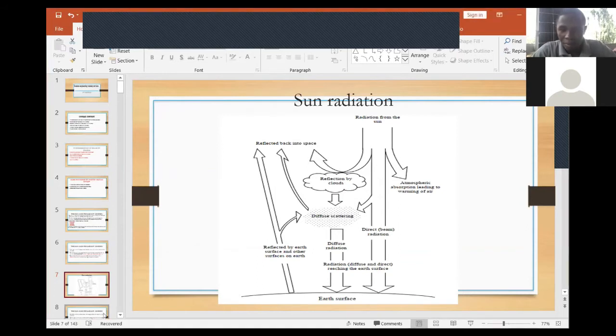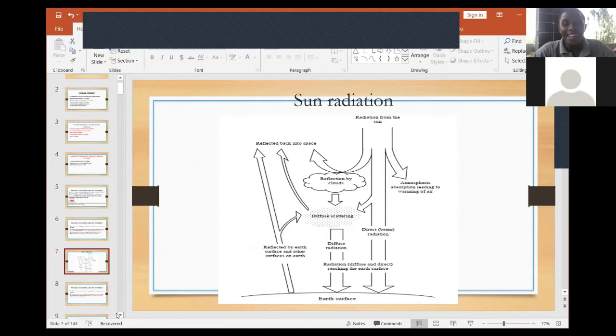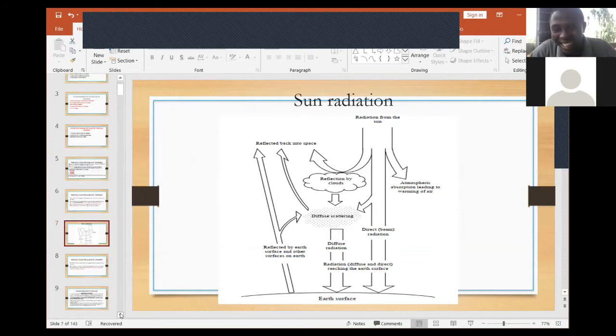So isn't beam radiation dangerous? Yes, I think it's dangerous also. Sorry, continue. Yes, so we are still lucky.